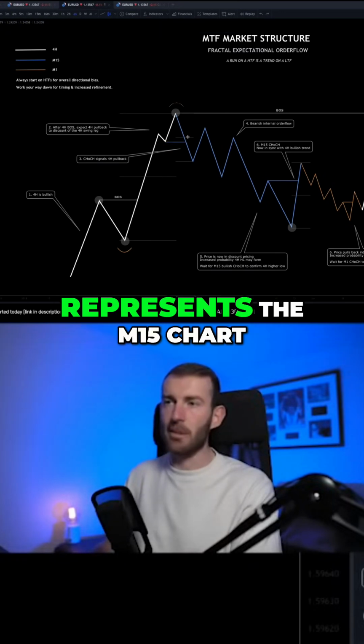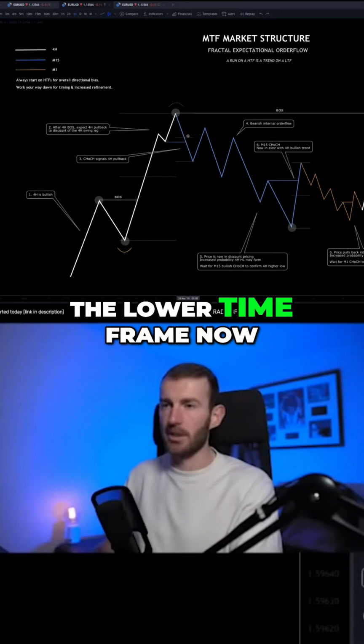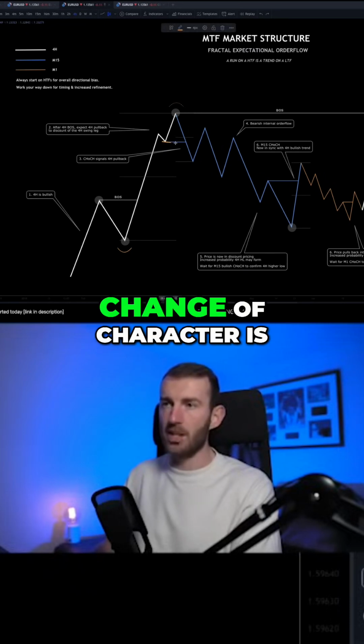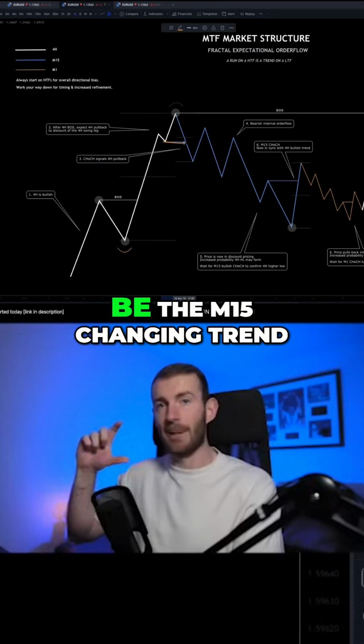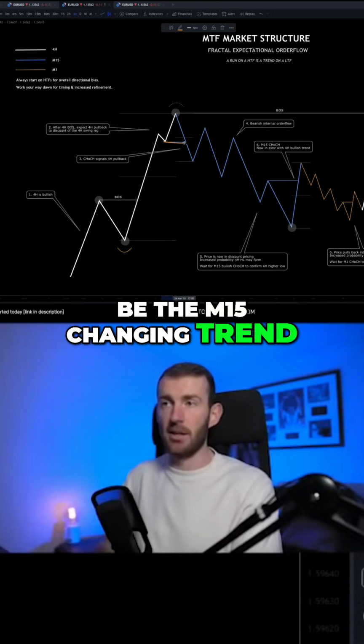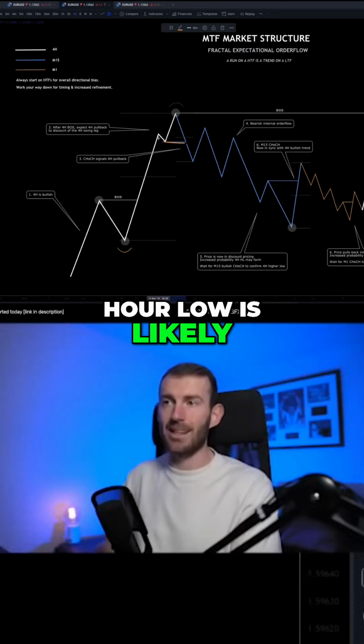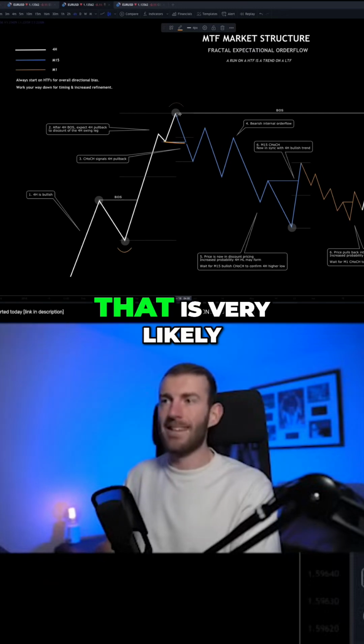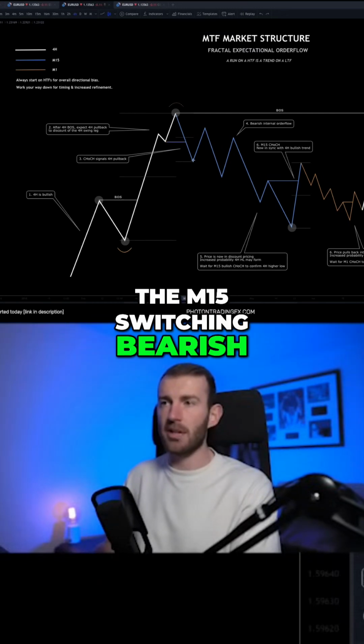Now this blue line represents the M15 chart, okay, the lower time frame. Now not always, but we know a lot of the time that that 4 hour change of character is most likely going to be the M15 changing trend. So that small 4 hour low is likely a swing low on the M15. So when we get that 4 hour change of character, that is very likely the M15 switching bearish, okay?